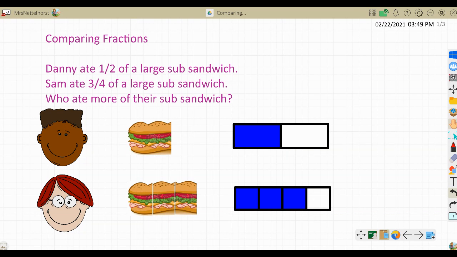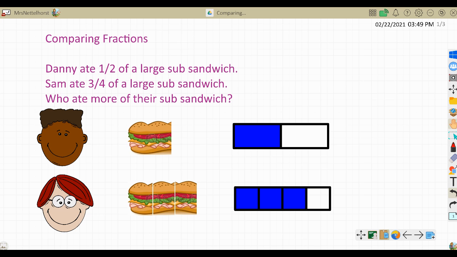Today we're comparing fractions. So in this problem, Danny ate 1/2 of a large sub sandwich. Sam ate 3/4 of a large sub sandwich. Who ate more of their sub sandwich?